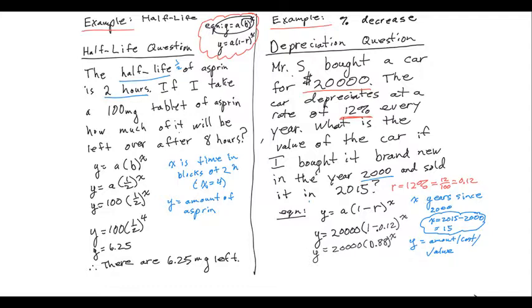So now, in order to find what we're looking for in our final problem, it says, what is the value of the car if I bought it brand new in 2000? So I need to find out what the final answer is. We found out that our x value is 15, and let's begin. Plug in our numbers, 20,000 times 0.88 raised to the 15. Do our calculations, and we get the following answer. We get y is equal to $2,939.48. So basically the car is now worth approximately $3,000.